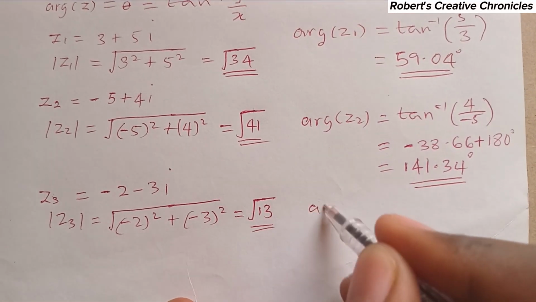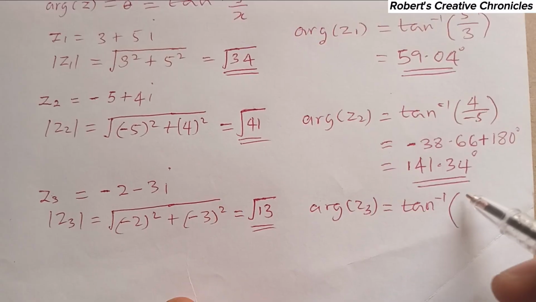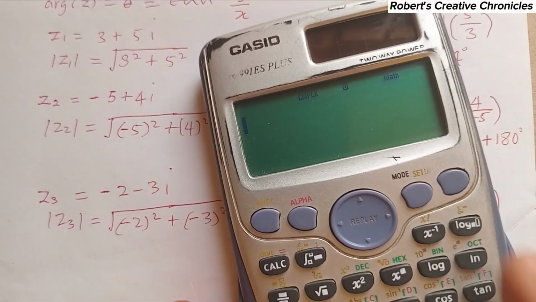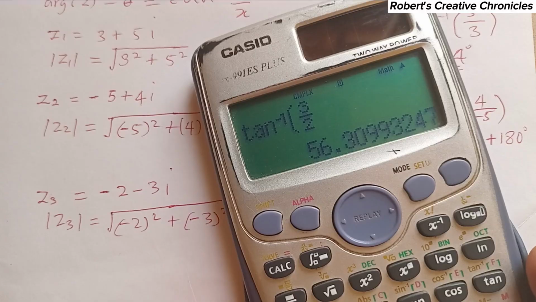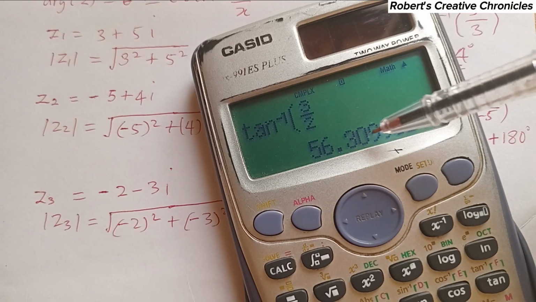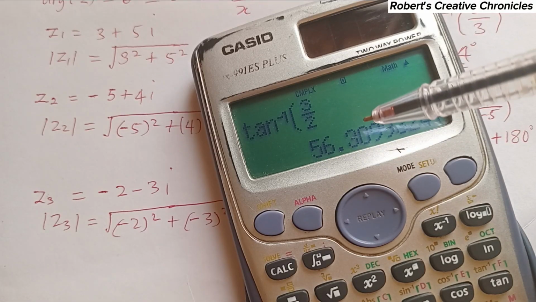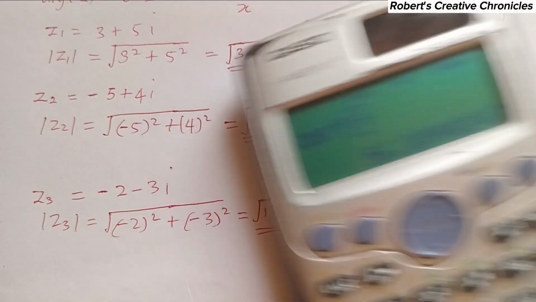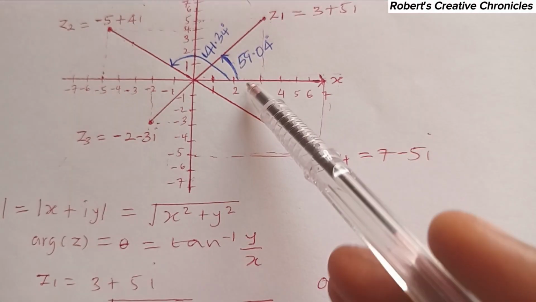So now the argument of Z3 is what? Tan inverse of y over x, which is negative 3 over negative 2. That is 3 over 2. Tan inverse 3 over 2. Now, the first one we got was positive, so we didn't need to manipulate it. But the actual reason we didn't need to manipulate that one wasn't only because it was positive. It's because it is positive and it's also in the first quadrant.